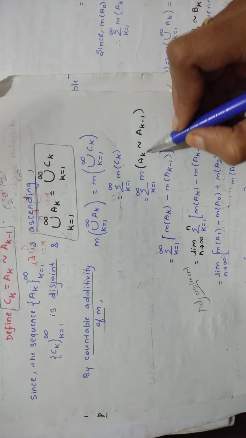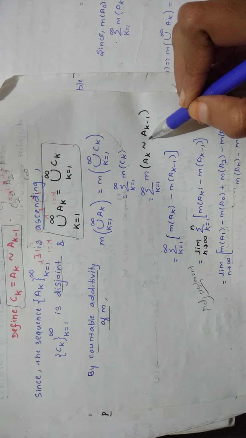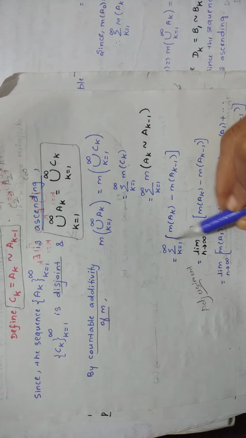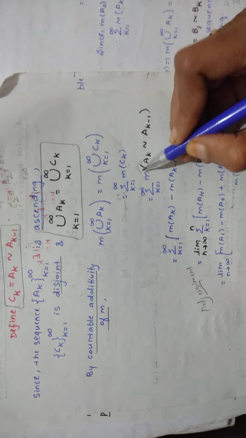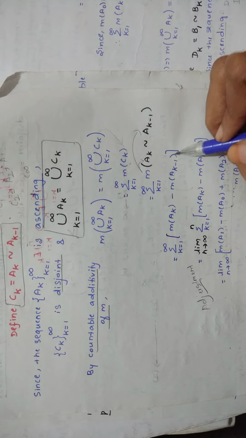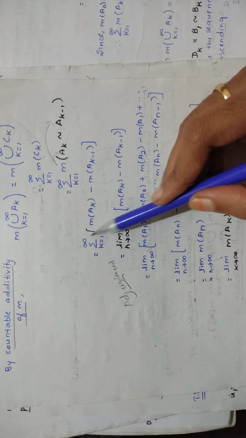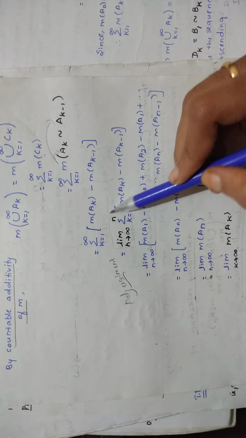Now in the place of Ck you substitute this Ak difference Ak minus 1. So you will get this. Now summation k is equal to 1 to infinity. You multiply m to these two terms so that you will get m of Ak minus m of Ak minus 1. Now you are making an adjustment here.